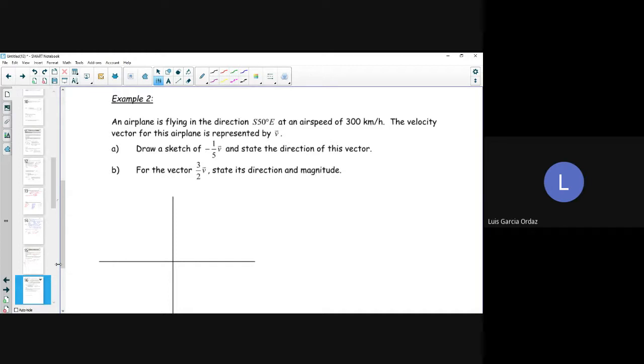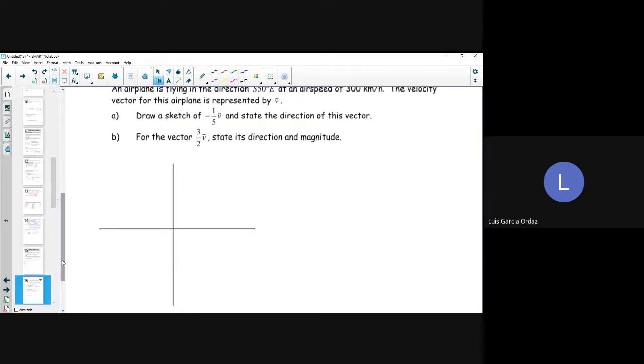So if you guys don't know your directions, I will refresh you on that. North, south, east, west. So when I draw my vector, my 50 degrees is going to be from south to east. So this is going to be 50 degrees. So this would be my vector v.